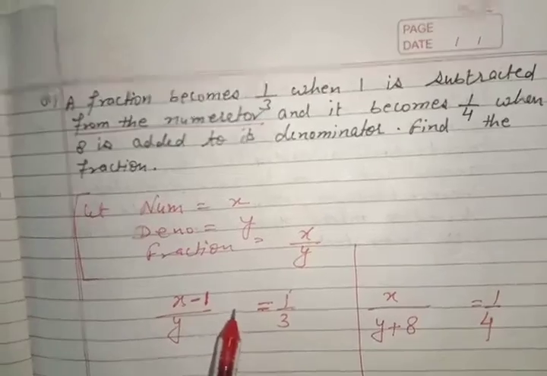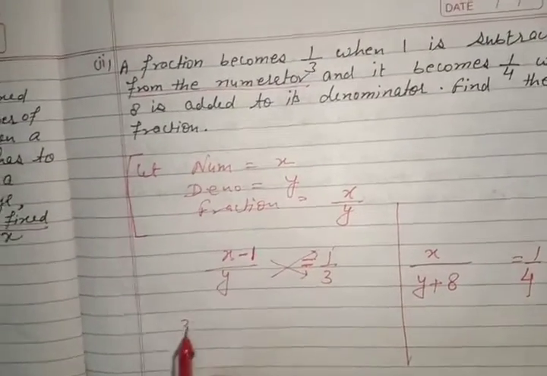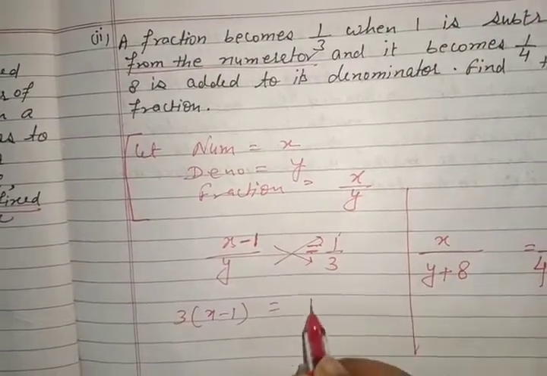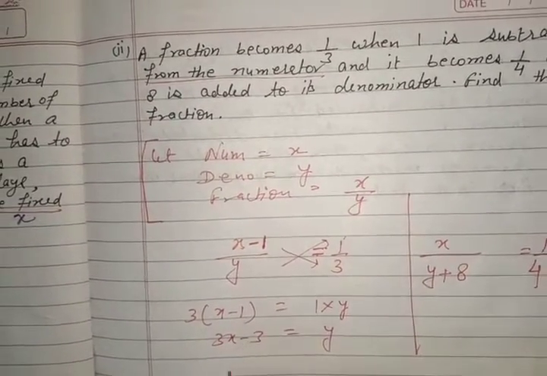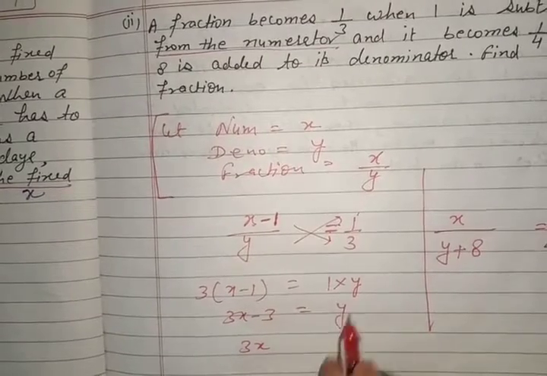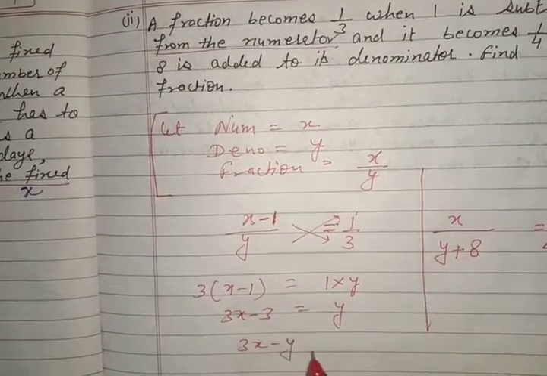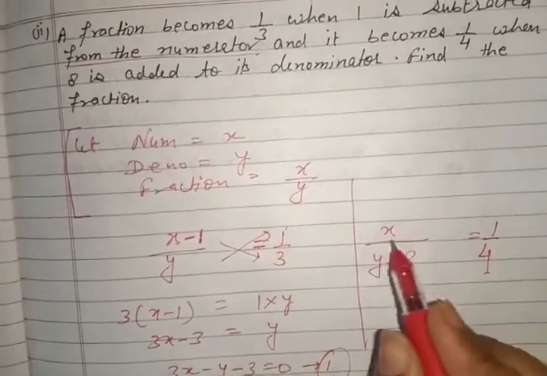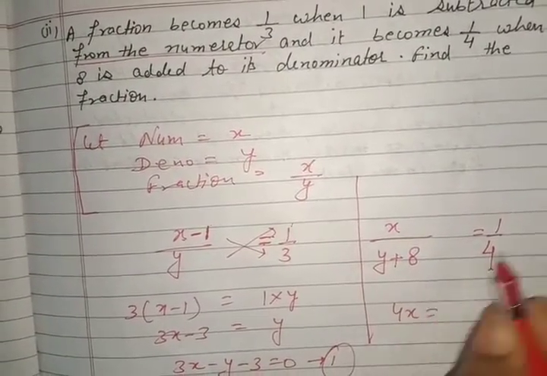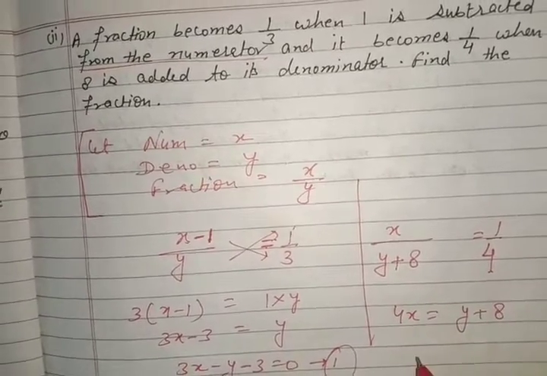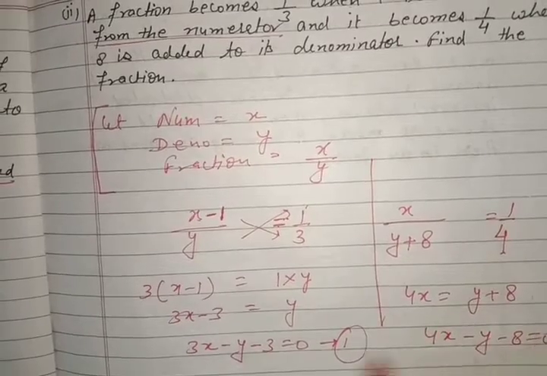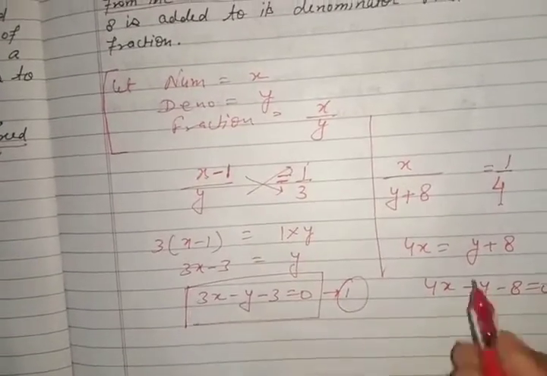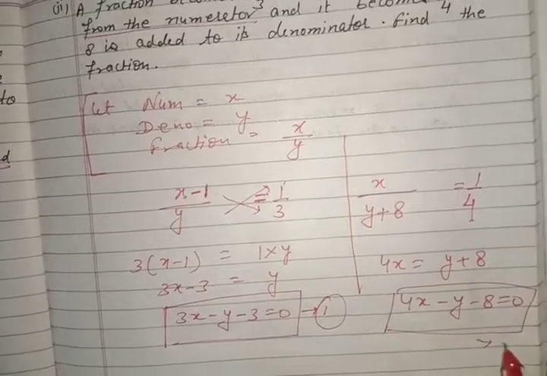Now we'll solve it. 3 bracket X minus 1 is equal to 1 multiplied by Y. So this is 3X minus 3. So the final equation is 3X, when we transpose this Y, minus Y equals 3. This is our first equation. And multiply this 4 with X and 1 with Y plus 8. This equation will become 4X minus Y minus 8. So this is our first equation and this is our second equation.